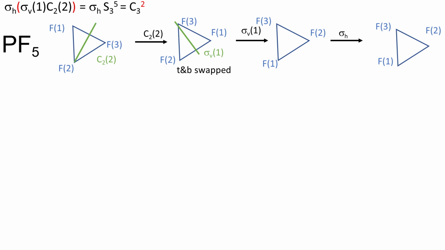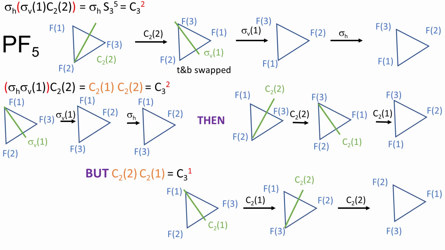First C22 and then sigma V1. So that gives overall S35. But that doesn't really matter because we can just immediately do sigma H and the overall effect is that of C32. Now the brackets do influence the order.